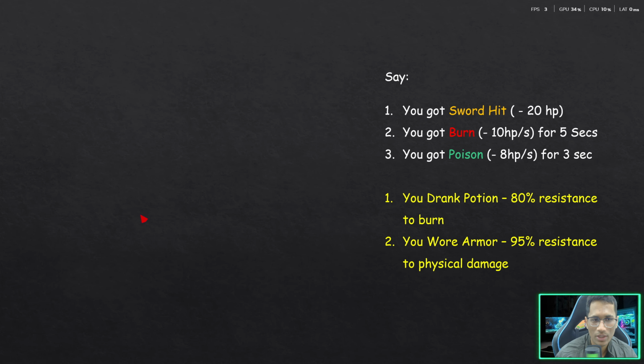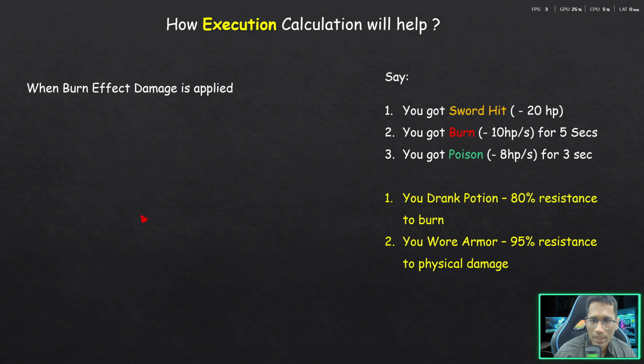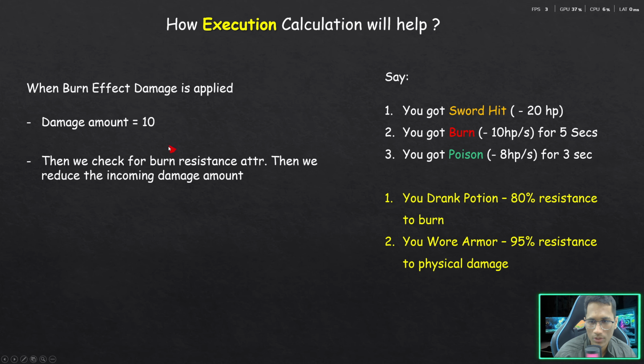Okay. So let me tell you what will happen when the burn effect damage is applied. Earlier you used to subtract from the health. Now what will happen? We will take that damage into account. Let's say it is giving 10 HP and it will apply every second. So this effect will be called 3 times. So let's say every time we say damage amount is equal to 10, then we check whether we have any burn resistance effect on us or not. It's a buff we are looking for. This is a debuff effect. Now we are having a buff.